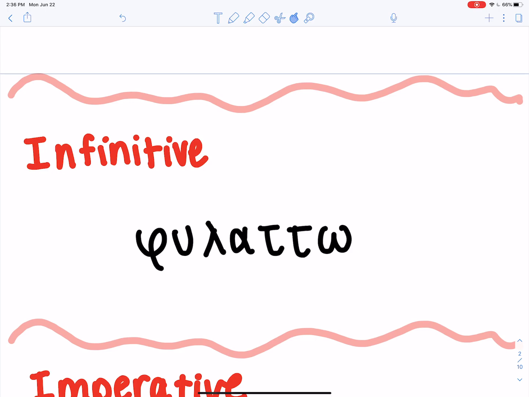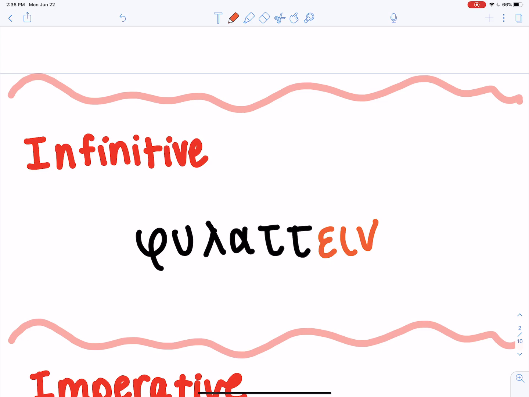So to form a present active infinitive, we're going to take the stem of a verb, so we're going to keep using phulatto. Then you're going to add the ending epsilon iota nu. So we'll take the stem, which we learned by taking off the omega, so we get phulatt, and then we're adding epsilon iota nu. And you get phulattein.